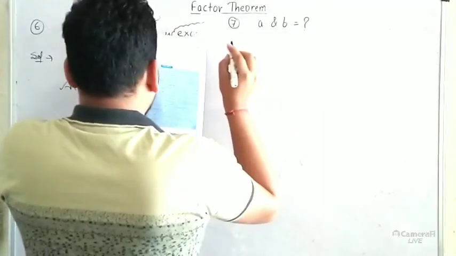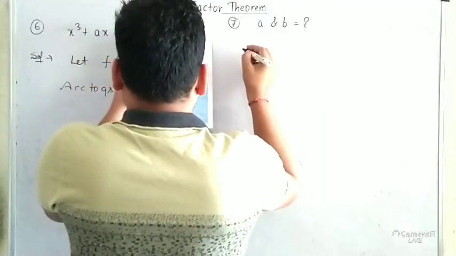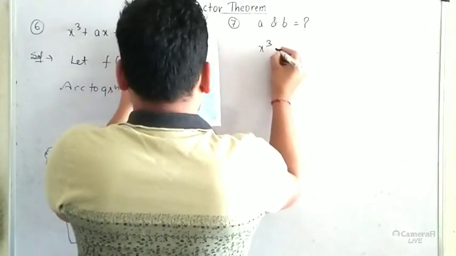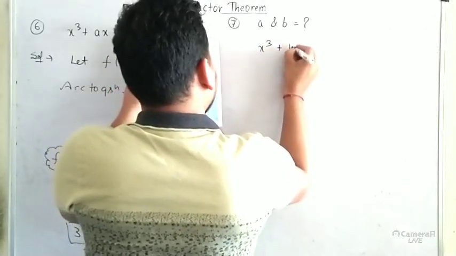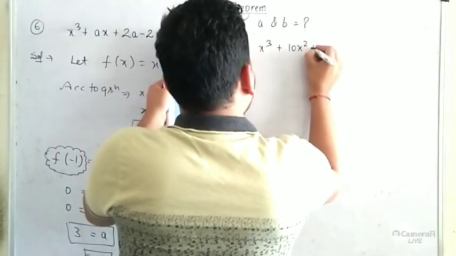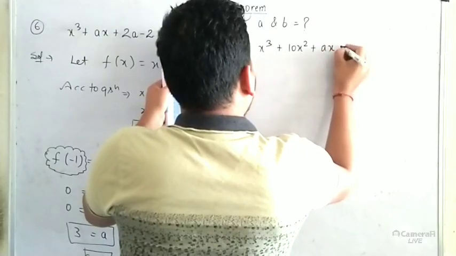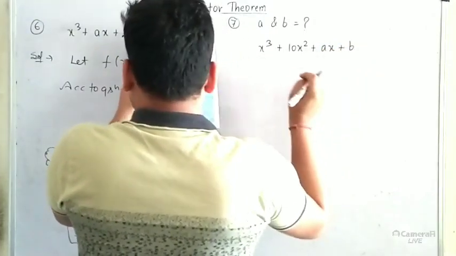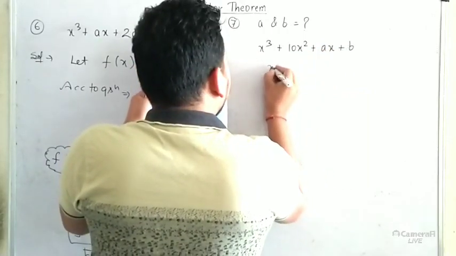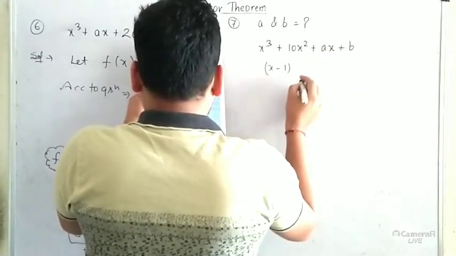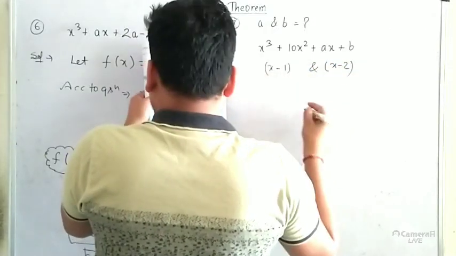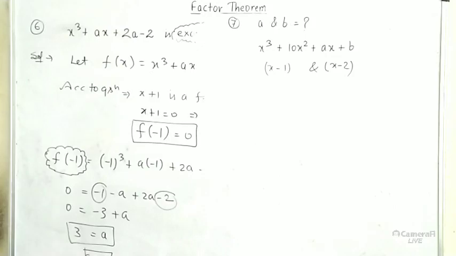Find a and b so that this expression x cube plus 10x square plus ax plus b is exactly divisible by x minus 1 as well as x minus 2. So find the value of a and b.